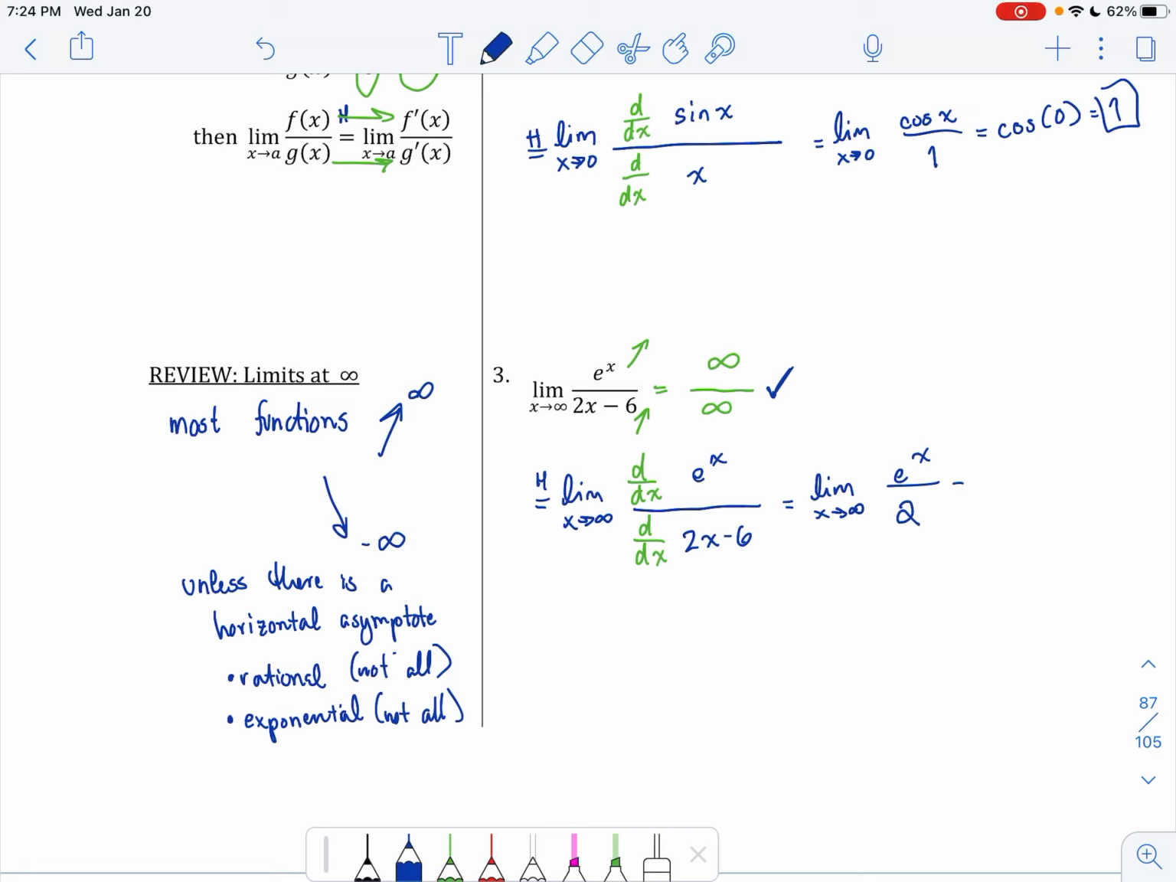So in this case, when I plug infinity back in, I end up with infinity over 2. Dividing a huge number by 2 is still a huge number. So it is infinite, or you can say that the limit doesn't exist, and it increases without bound.